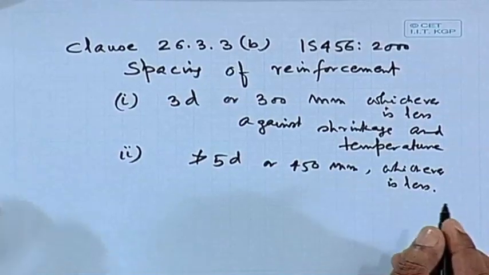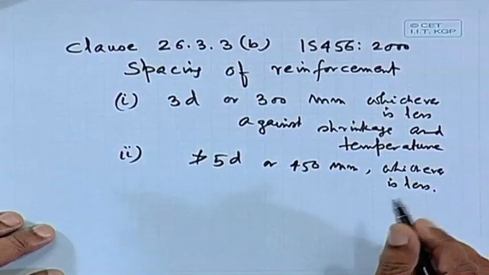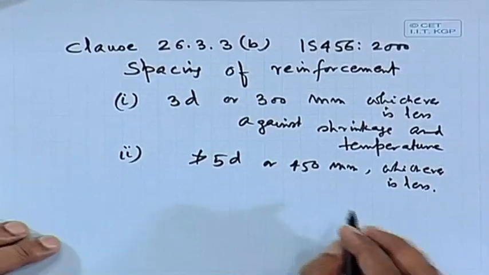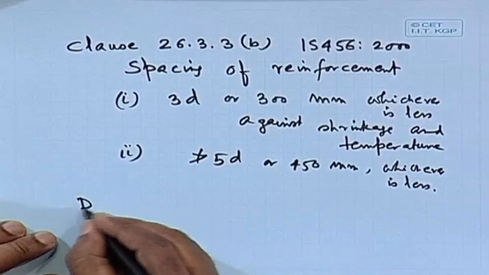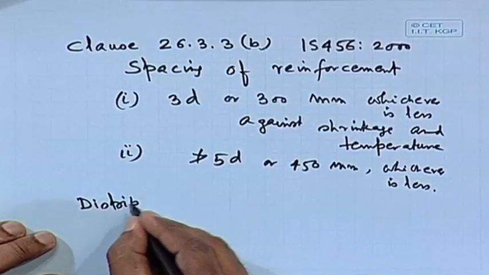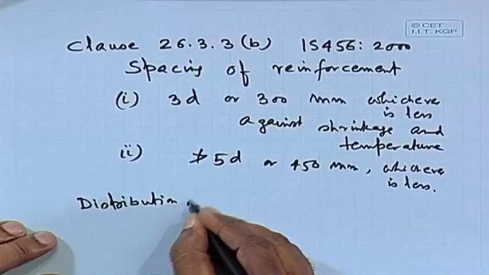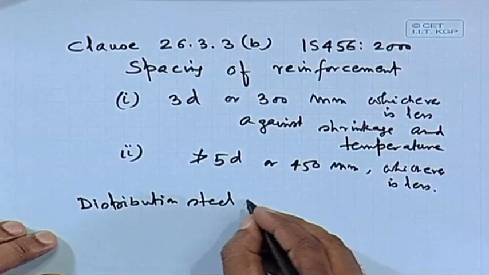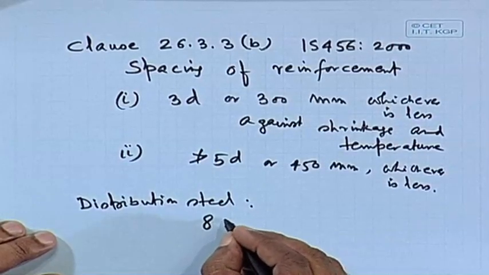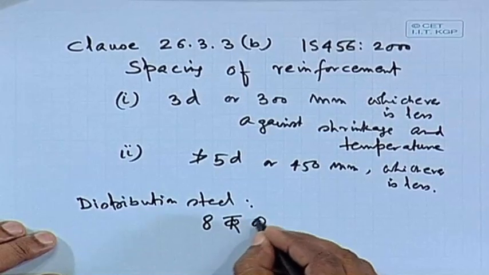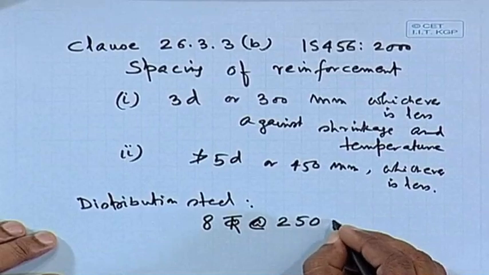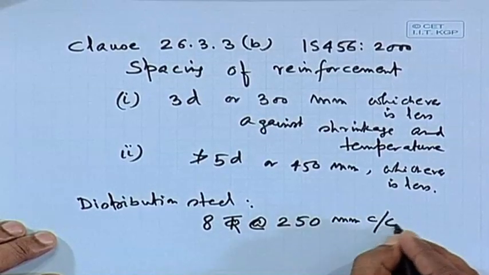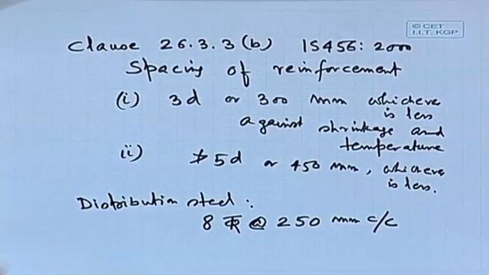In our case it is coming 260 millimeter center to center. So, we can provide which is less than these values. So, we can provide that distribution steel, that is 8 torr at the rate of, let us provide 250 millimeter center to center. So, we can provide 8 torr at the rate of 250 millimeter center to center.